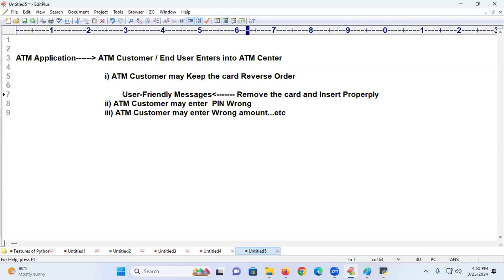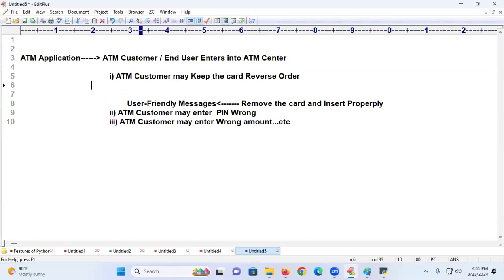But actually, which message will come from languages and technologies by default? Rossum doesn't know this is a message to be given to the ATM customer. Correct or not? Rossum designed Python for which purpose? Universal purpose. He did not design it for a particular message. So the languages or technologies available in real time, for any sort of errors at the language level, by default give technical error messages.